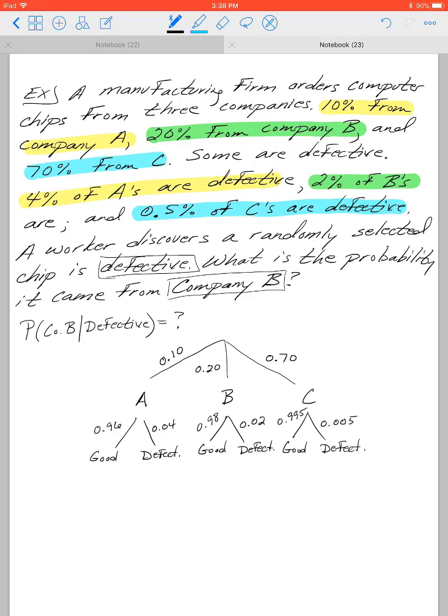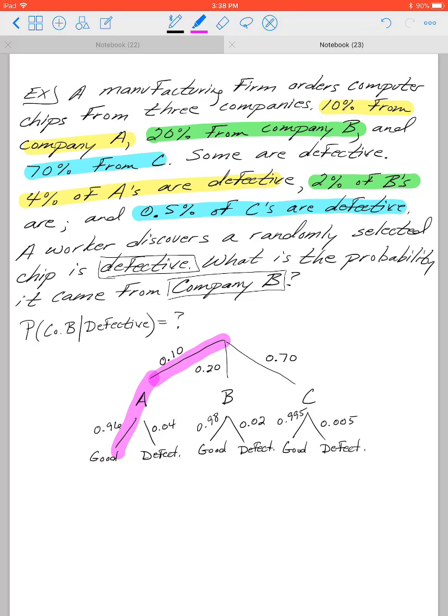So for instance, this is not going to be from the problem. This is just me giving you a visual demonstration. If I said what's the probability, just in general, that one of these chips came from company A and it was good, I would say, okay, well, here's the path. That's 10% multiplied by 96%. That's the path that would give me a chip from company A that is also good. That's literally how easy it is.